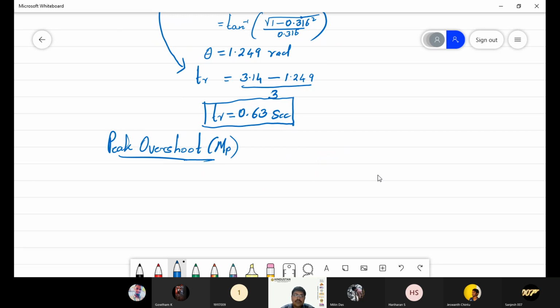The peak overshoot we can write as M suffix P is equal to e power minus del pi divided by root of 1 minus del square, minus del pi divided by root of 1 minus del square. This we also derived already.